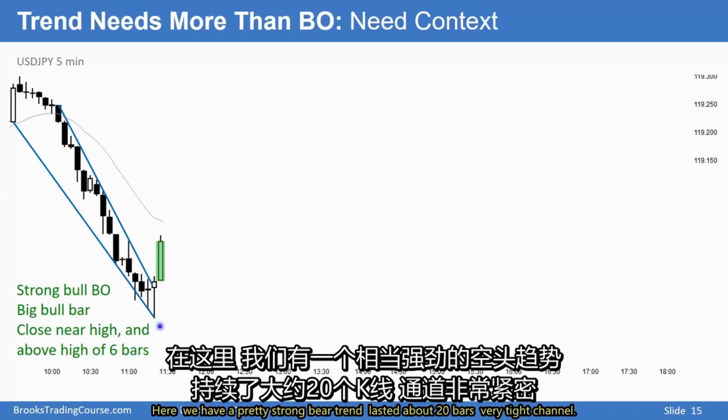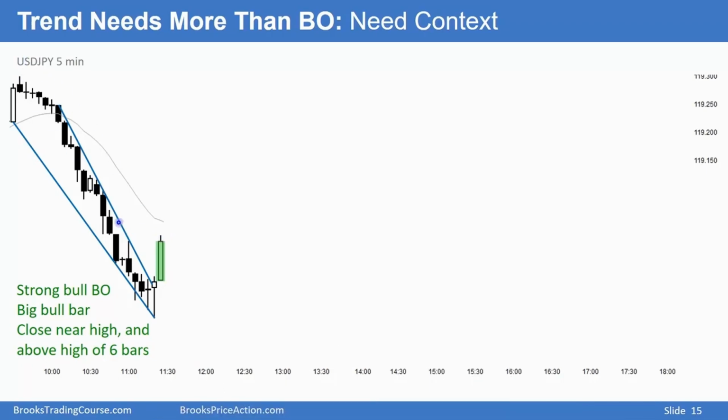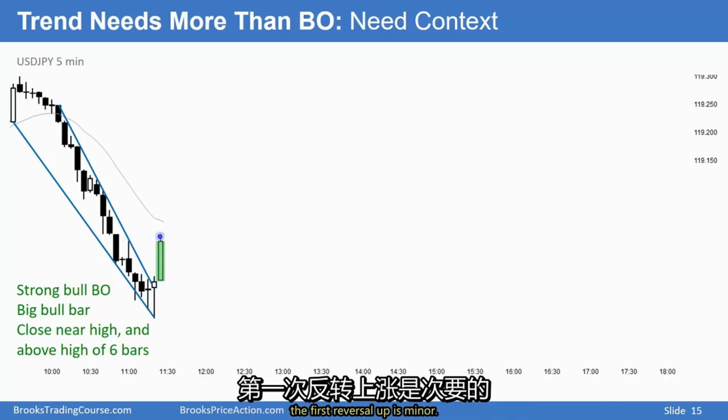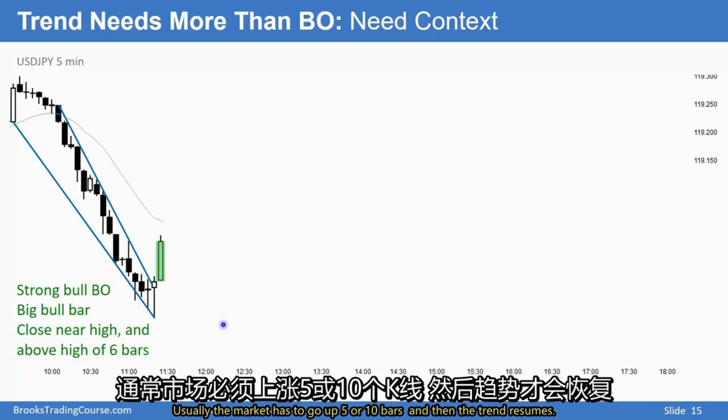Here, we have a pretty strong bear trend, lasted about 20 bars, very tight channel. We're getting a bull breakout. Usually, if you get a bull breakout above a very tight bear channel, the first reversal up is minor. Usually the market has to go up 5 or 10 bars, and then the trend resumes.